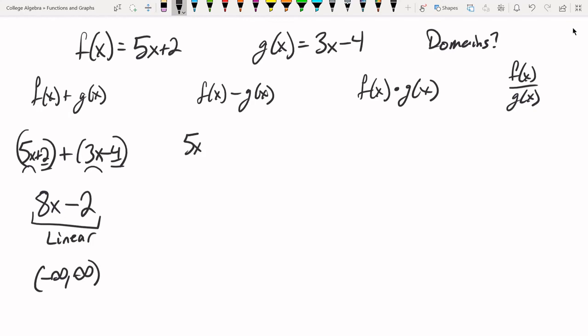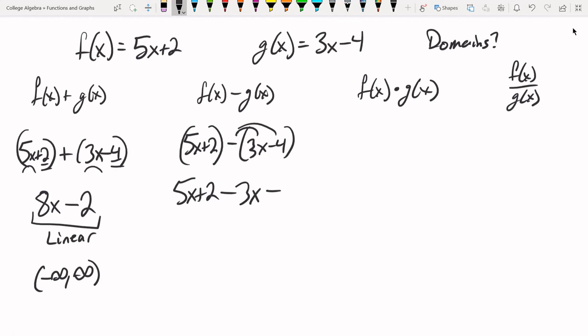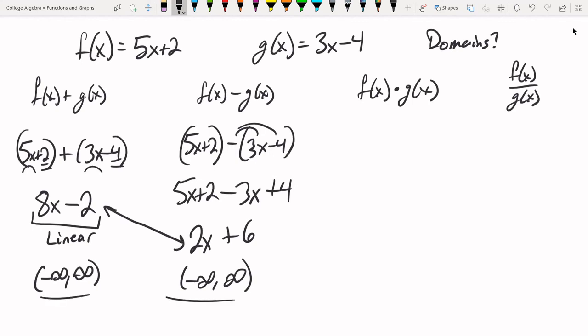All right, 5x plus 2 minus 3x minus 4. This should be the negative. Gives us 5x plus 2 minus 3x plus 4. And combining like terms gives us plus 6. This is again a linear function, so its domain is negative infinity to infinity. You can of course just graph these things, and you'll see they cover everything, all of the x values.